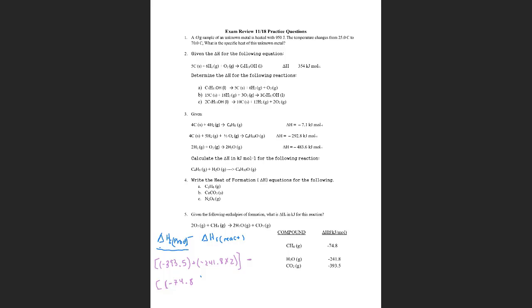And yeah, the delta H formation of O2 is 0. So we just do plus 0, or we don't even have to write it in. And you know that because O2 as a gas is in its standard state. So like we talked about in the last problem, when O2 is a gas, it has a delta H formation of 0. So when we do this problem out, what answer do we get? What number do we get?